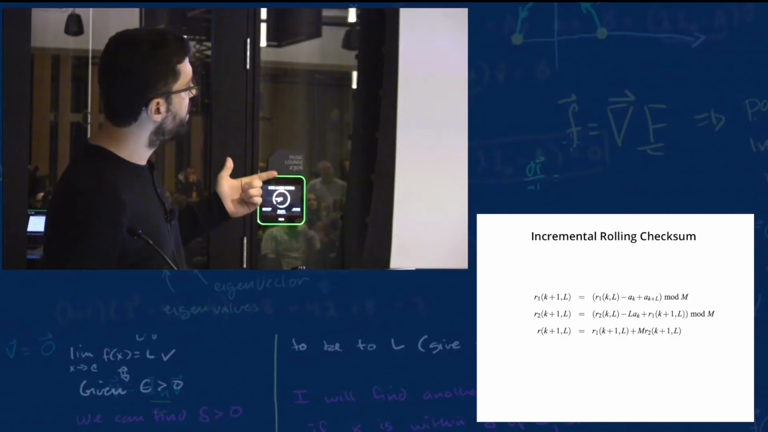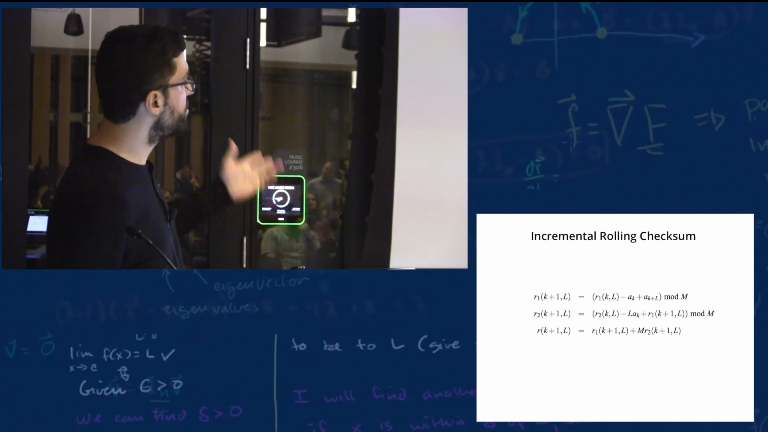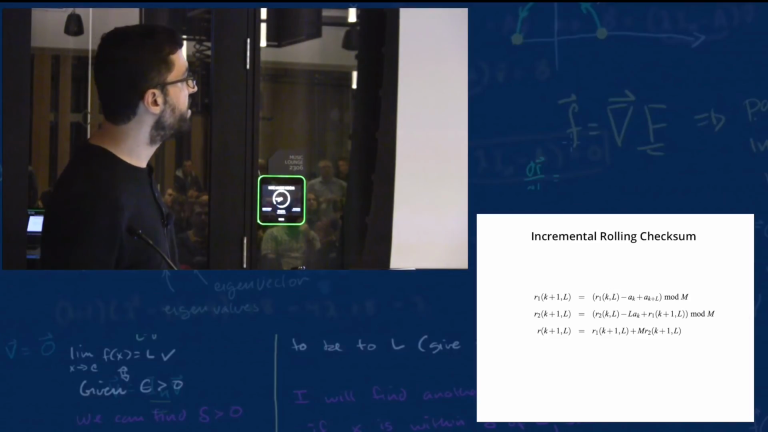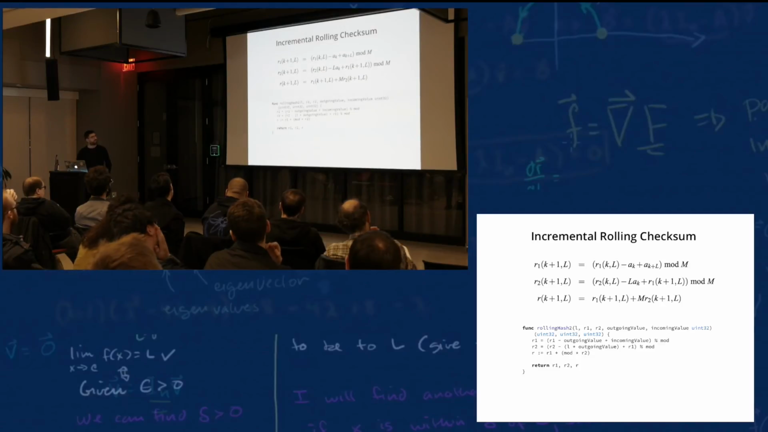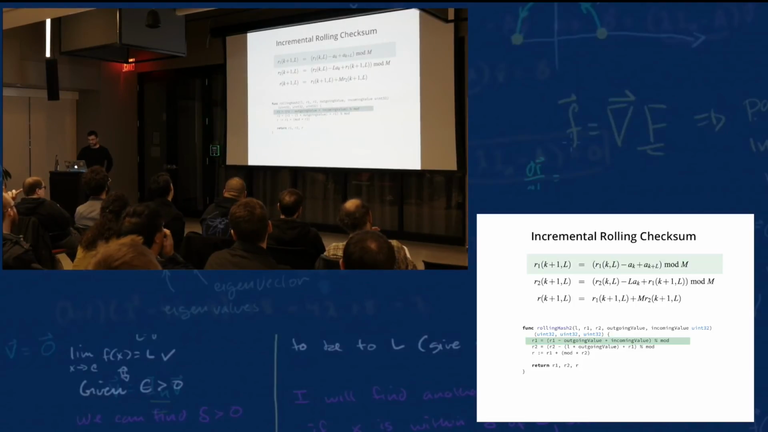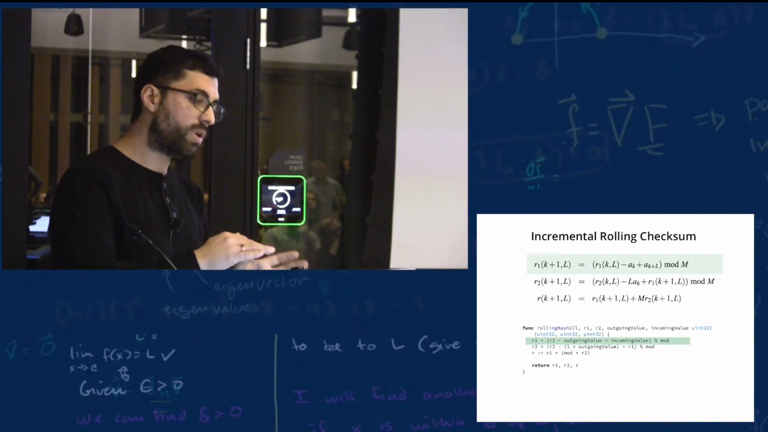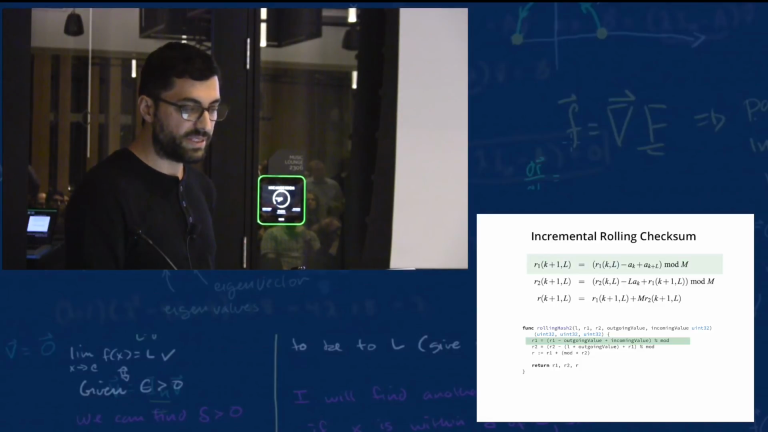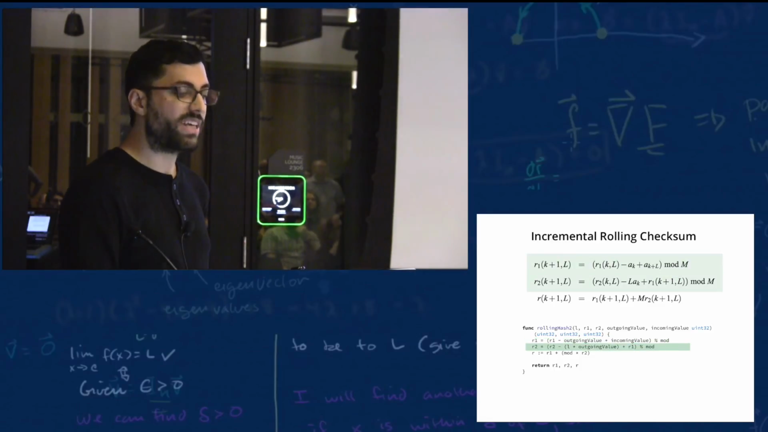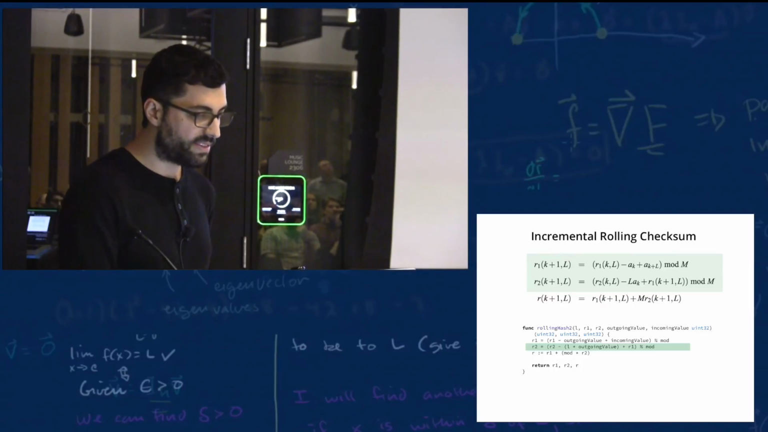There are 4 operations: 2 sums, 1 subtraction, and 1 multiplication. And it uses previously calculated R1 and R2 values. This is the Go code for this rolling checksum. As I mentioned before, in the R1 calculation we're taking out the outgoing value and summing the incoming block value.